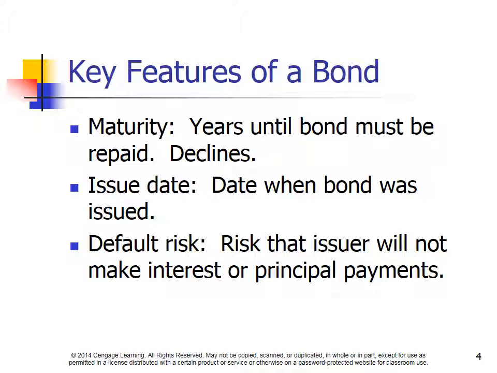A bond has an issuing date, which is the date when the bond was issued. The default risk is that the issuer will not make interest or principal payments.